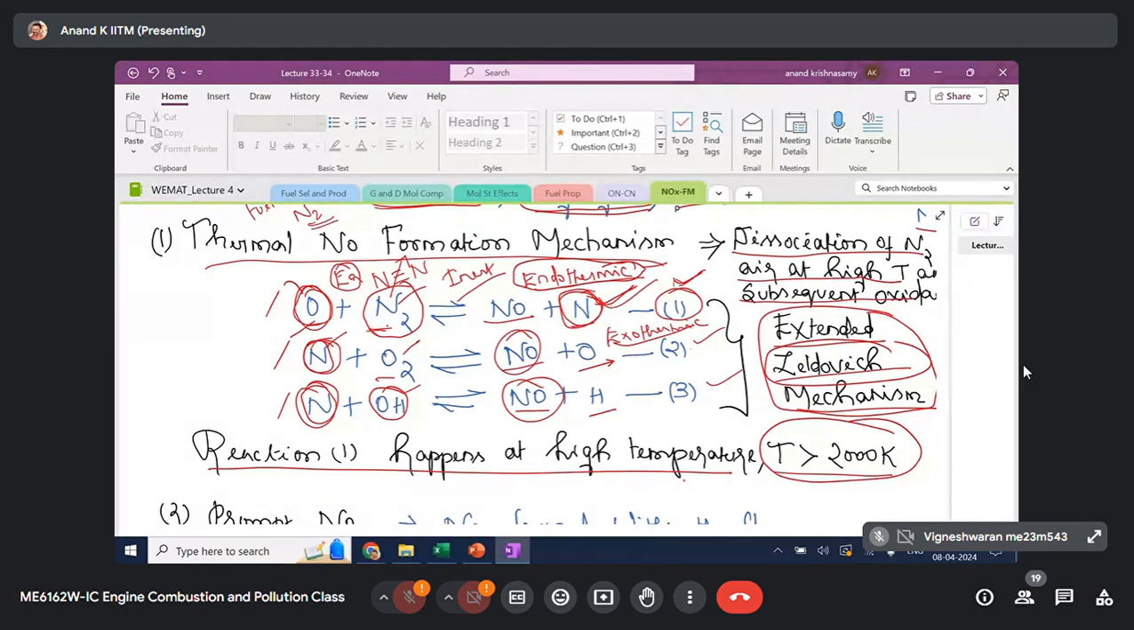If you could avoid chemical reaction 1, then you can control this NO formation in an internal combustion engine. So basically, when we are able to control the operating cylinder temperature, you will be able to control the nitrogen oxide formation. That is NO, which is nitric oxide. Nitric oxide formation can be controlled considerably.